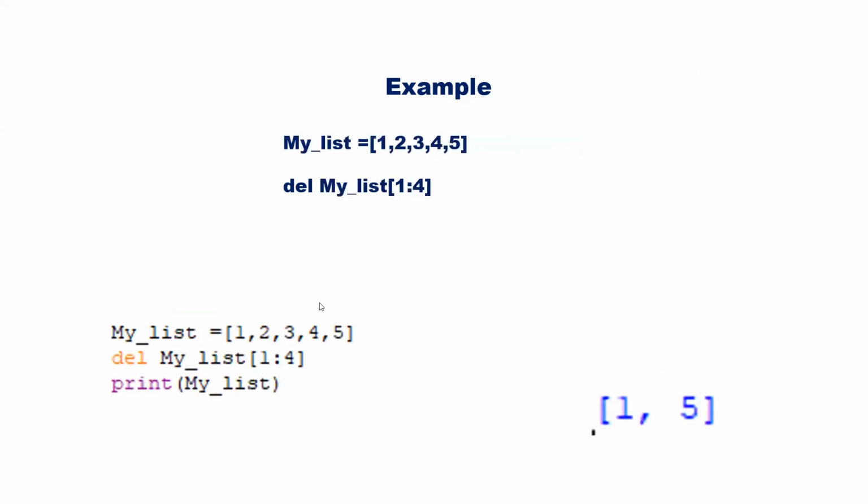We can also delete a range of values from the list. For example, del mylist[1:4] will delete the values in the range starting with index value 1 to 3. 4 is not included in the deletion. Hence, this operation will delete the values 2, 3 and 4. So these are the values with index 1, 2 and 3. Now when you print mylist, we will get only the values 1 and 5 inside the list.